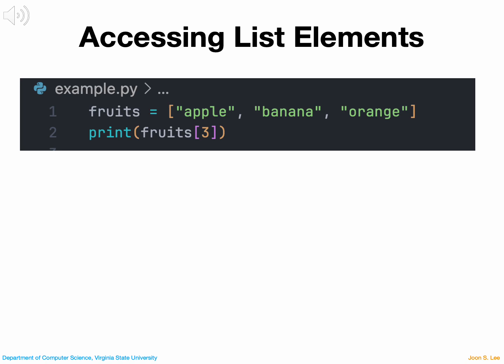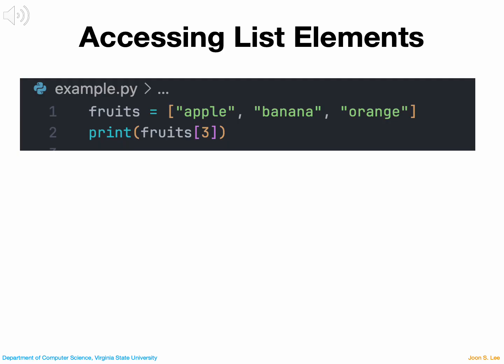Here we have the same list called fruits, which contains 3 elements: apple, banana, orange. That means the valid indexes are 0 to apple, 1 to banana, 2 to orange. But in this code, we're trying to access fruits at index 3. What's the problem? Python starts counting from 0, so our list only goes up to index 2.